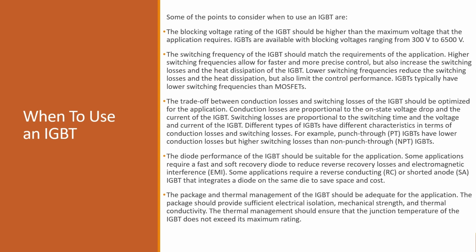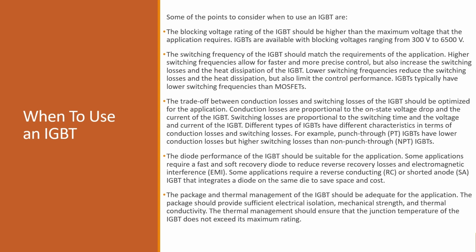Conduction losses are proportional to the on-state voltage drop and the current of the IGBT. Switching losses are proportional to the switching time and the voltage and current of the IGBT. Different types of IGBTs have different characteristics in terms of conduction losses and switching losses. For example, punch-through (PT) IGBTs have lower conduction losses but higher switching losses than non-punch-through (NPT) IGBTs.